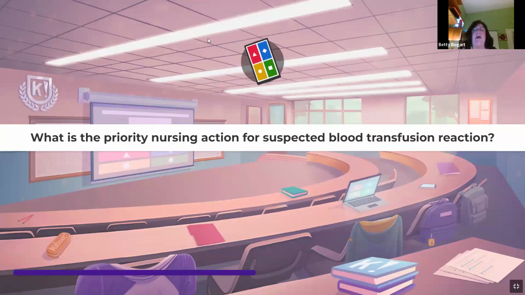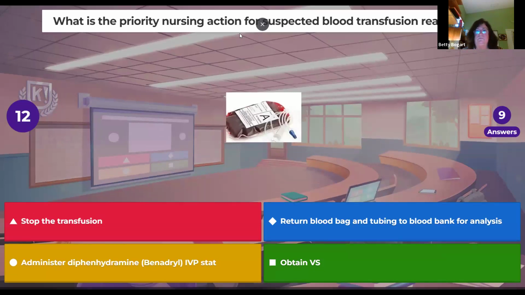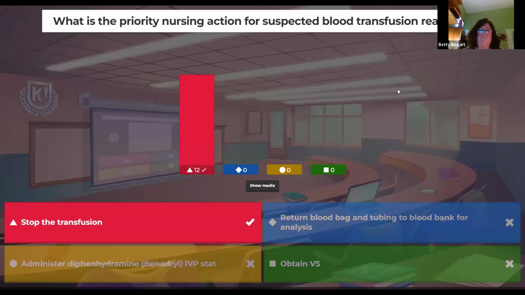What is the priority nursing action for a suspected blood transfusion reaction? Anything that you think, antibiotics, medicines, blood, you see something that looks like a reaction, number one, stop it. And then worry about it later. That maybe it wasn't a reaction, but stop it. Let's prevent worse from happening.